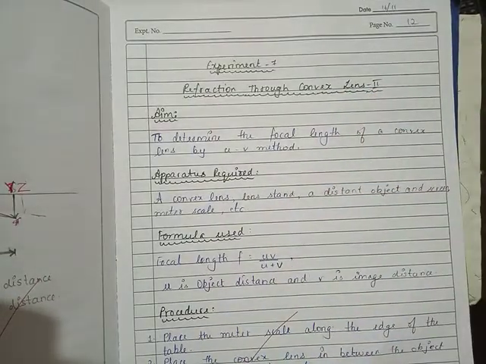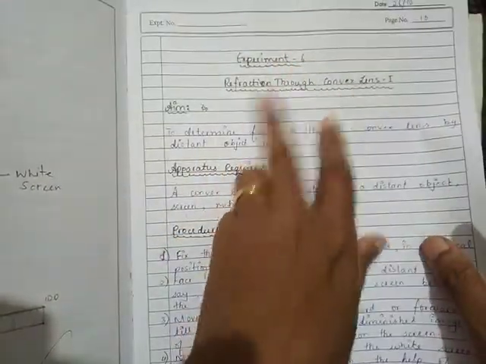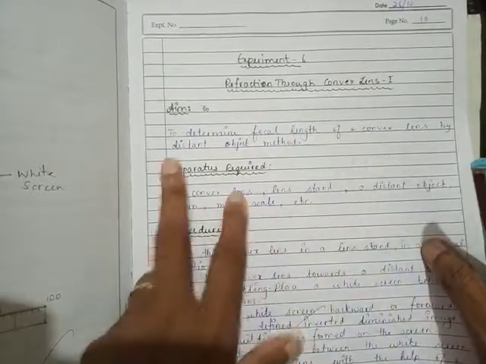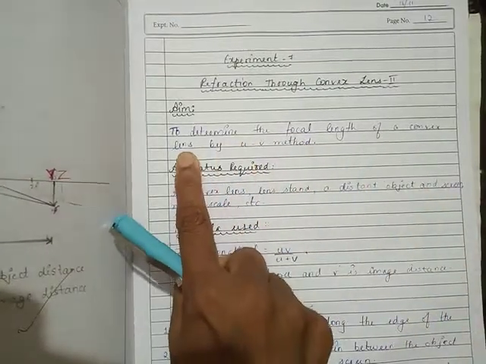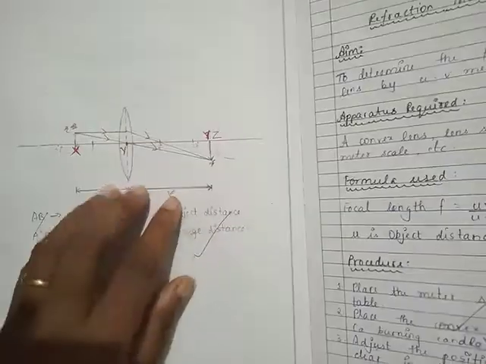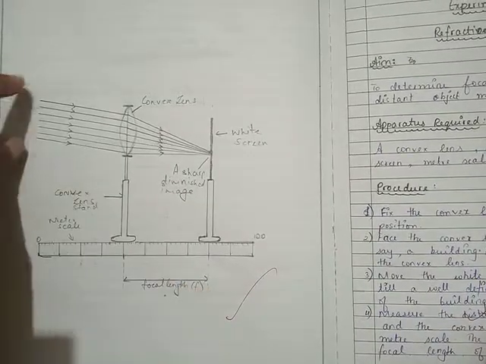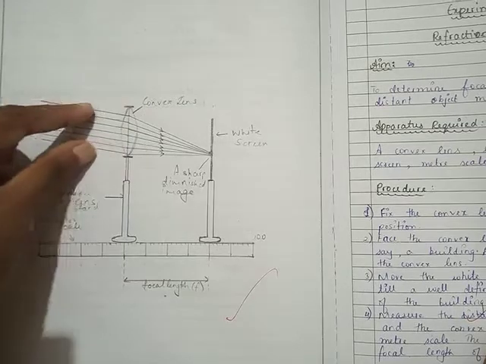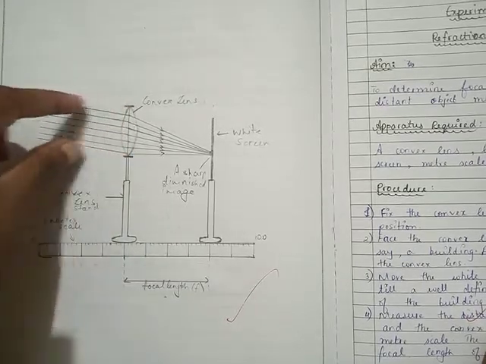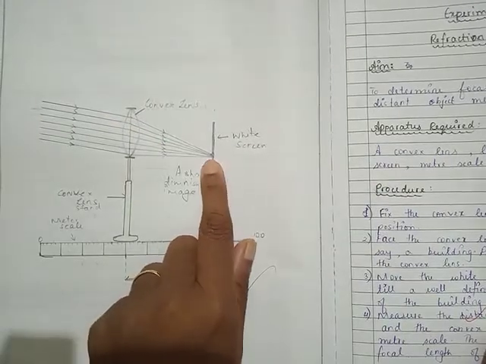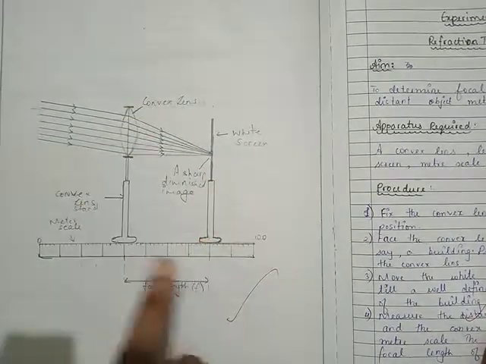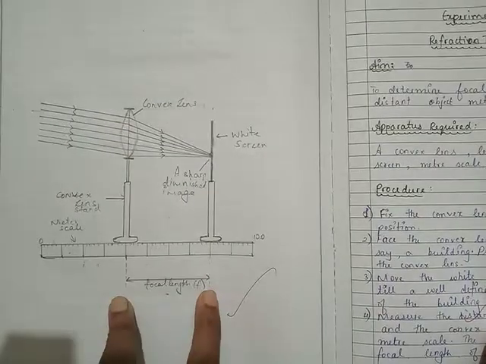I would like to explain a little bit the difference between experiment number 6 and 7. Experiment number 6's aim was to determine the focal length of a convex lens by using the distant object method, and here, to determine the focal length of a convex lens by using the UV method. See the diagram there. We drew the first case, object at infinity, so distant object, so you have parallel rays parallel to the principal axis, and they all met at the principal focus, and the distance between the lens and the place where the image is formed, you got the focal length.